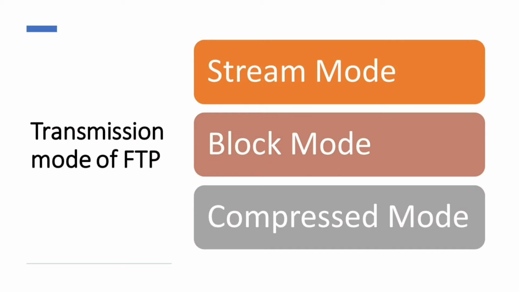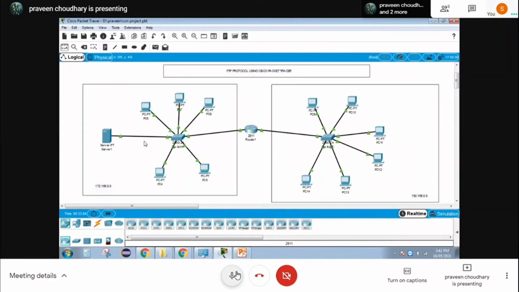Now let's have a look at the transmission modes of FTP. There are three transmission modes of FTP, that is stream mode, block mode, and compress mode. In stream mode, data transmission is a continuous stream of bytes. After that, in block mode, data is transmitted in blocks, and in compress mode, data is compressed and then sent. Compress mode is generally used if we send a large number of files or large files. This explains the theory of the FTP protocol.